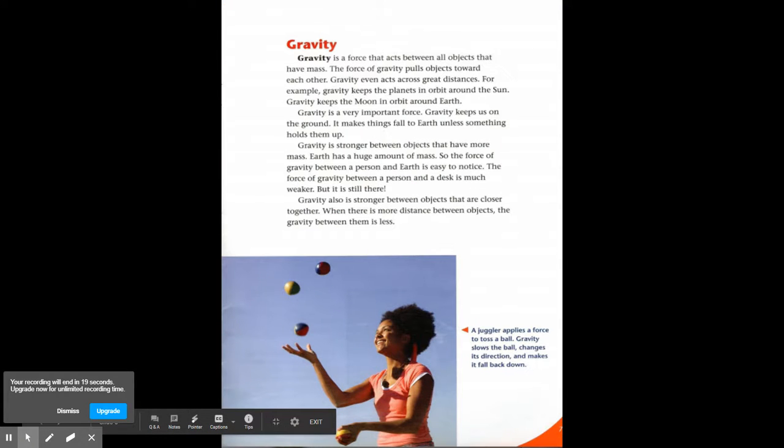Gravity. Gravity is a force that acts between all objects that have mass. The force of gravity pulls objects towards each other. So gravity even acts across great distances. For example, gravity keeps the planets in orbit around the sun, and it keeps the moon in orbit around Earth. Gravity is an important force. It keeps us on the ground, and it makes things fall to Earth unless something holds them up.